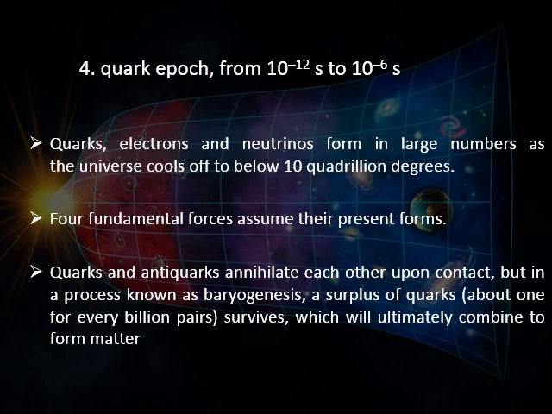The next one is the quark epoch, from 10 to the power minus 12 seconds to 10 to the power minus 6 seconds. Quarks, electrons and neutrinos form in large numbers as the universe cools to below 10 quadrillion degrees. The four fundamental forces assume their present form. Quarks and antiquarks annihilate each other upon contact, but in a process known as baryogenesis, a surplus of quarks, about one for every billion pairs, survives, which will ultimately combine to form matter.